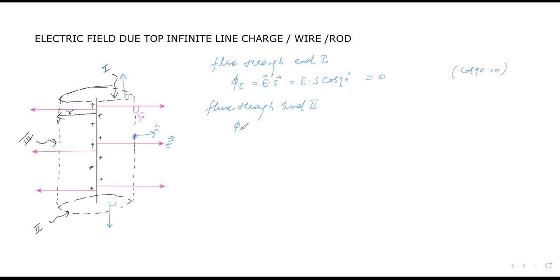Phi 2 is Es cos of, for your surface number 2, the field lines are in this direction and the surface vector is perpendicular to the field lines. So we can write here E dot S cos 90 degrees. Once again, we get 0. Like this, flux through surface 3, or you can say flux through the curved surface.